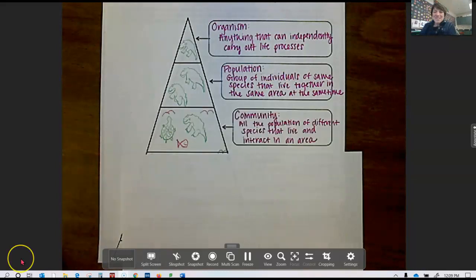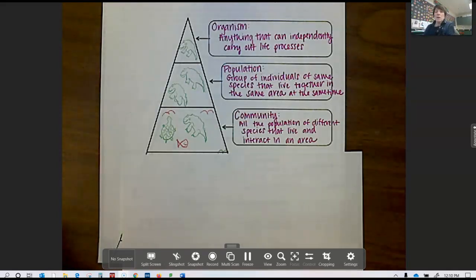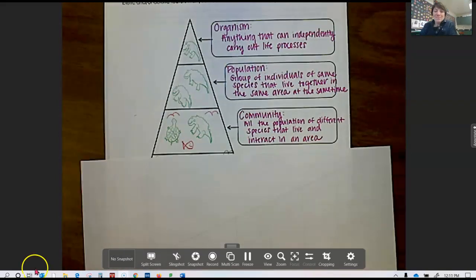Our next level up then is community, and a community is all of the populations of different species that live and interact in an area. So in other words, we're not just talking about our lizards there, we've got our turtles and our fish, or a dinosaur, I guess that's a dinosaur. And you can see the birds up there. So anything that's living in a particular ecosystem is going to be part of the community. So it's not just one specific type of organism, but it's all of the organisms. I want to add with community, it doesn't have to be animals. We could also include trees or flowers or anything that's living in our communities.